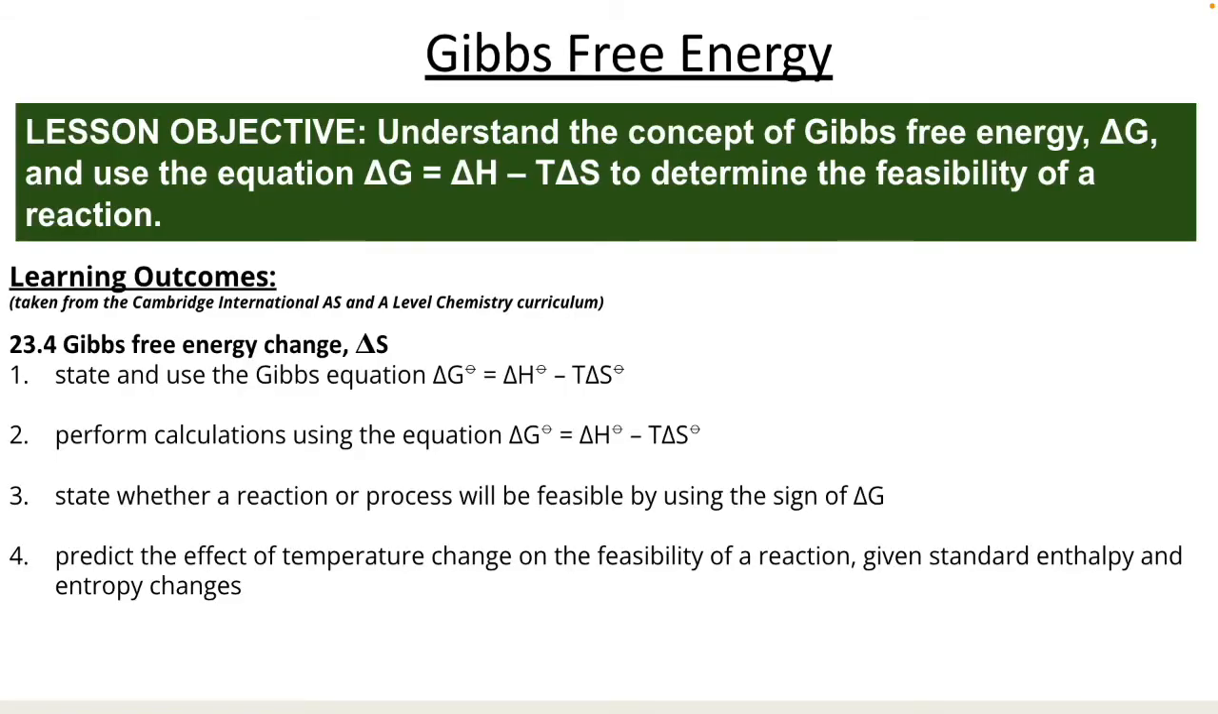Welcome back. Thanks for joining me as we finish not only our look into entropy, but our look into the unit of chemical energetics more broadly. Well, today we're going to finish up by introducing a final concept called Gibbs free energy, delta G, and use the equation delta G equals delta H minus T delta S to determine the feasibility of a reaction.